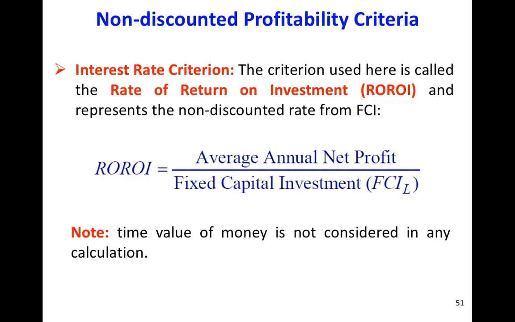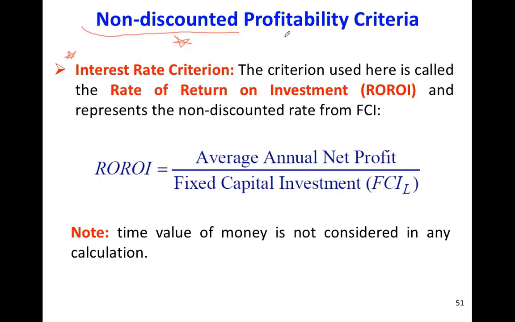Okay, in non-discounted profitability criteria, again, we have the time criterion, cash criterion, and also the interest rate criterion. I'm just going to talk about the interest rate criterion. Non-discounted, as I said, means we don't take into account the time value of money.